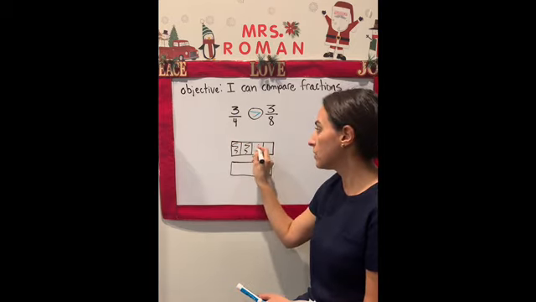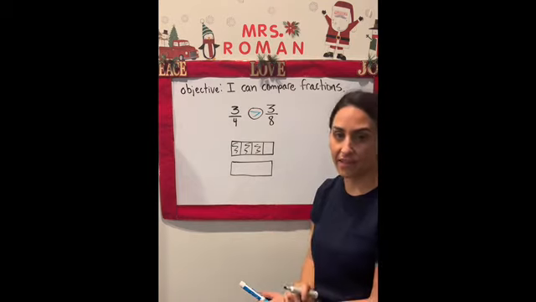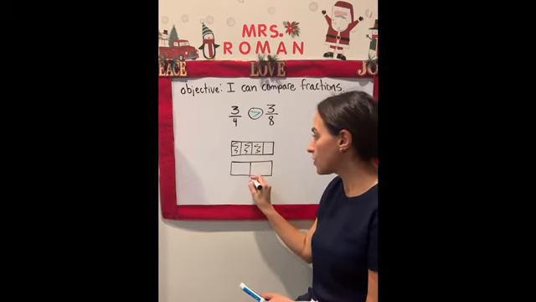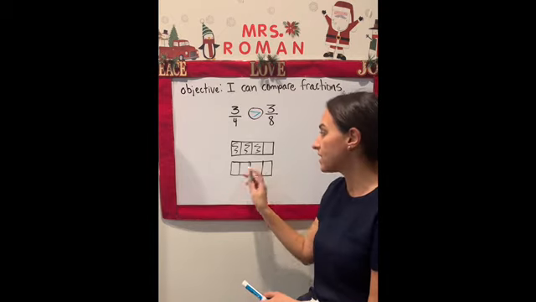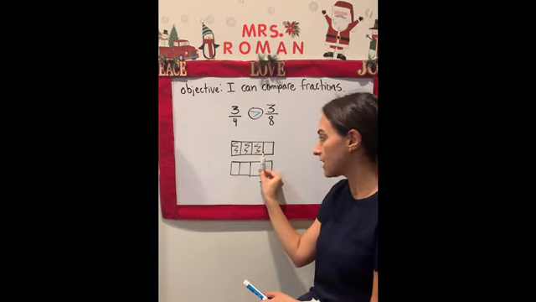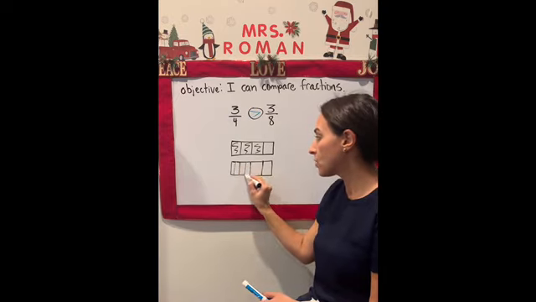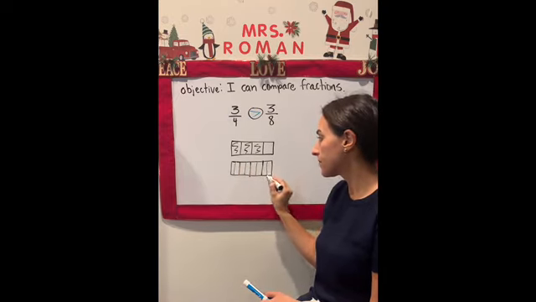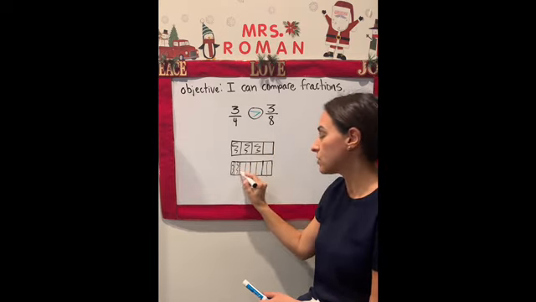Shade in 3 out of the 4. 1, 2, 3. That is equal to 3/4. Now this is 3/8. I'm going to cut it into fourths first and then cut my fourths into eighths so that it's comparable. You see that right now they're the same size. And now I'm going to cut those fourths into eighths. And I'm going to shade in 3 out of the 8. 1, 2, 3.